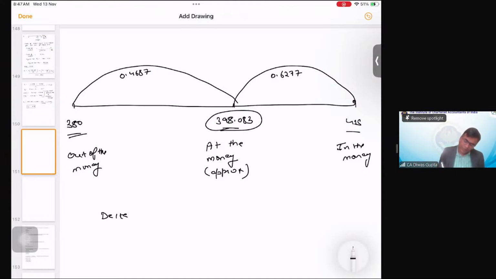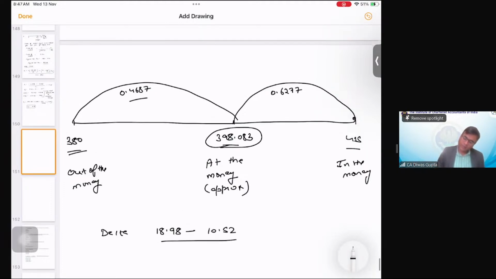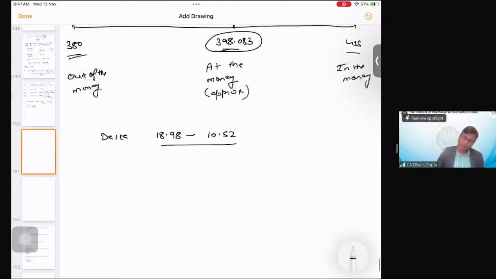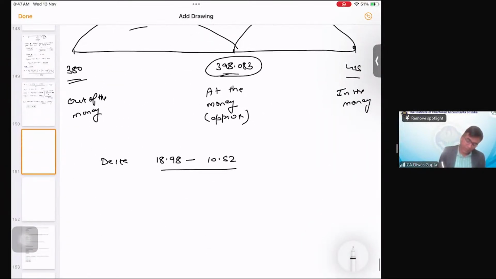So delta for this one will be 18.98 minus 10.52 divided by, so now we are calculating delta from this and this, okay? Divided by 398.083 minus 380, which will give us 0.4687.